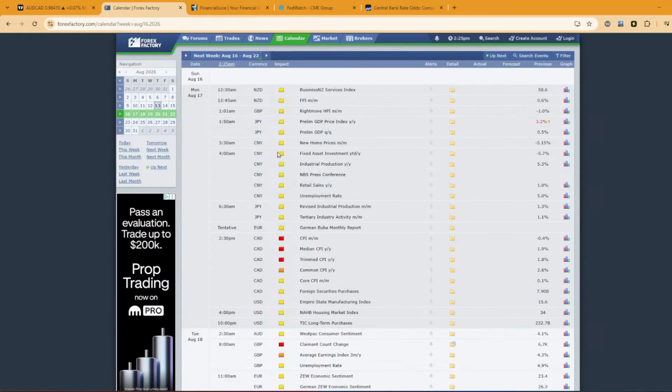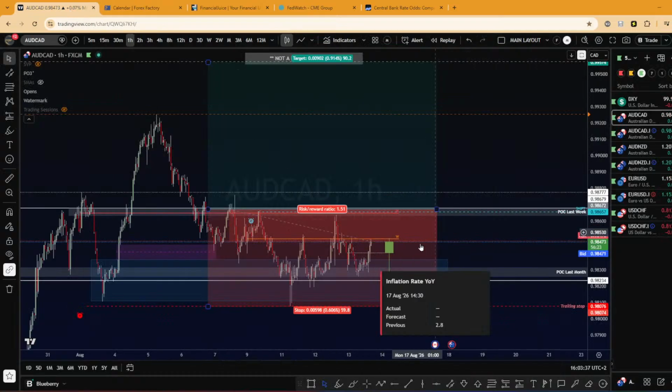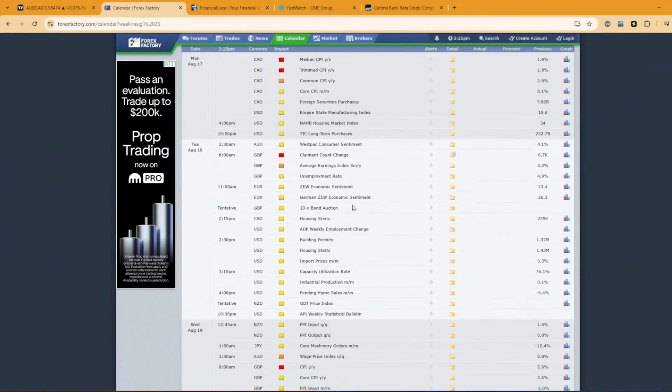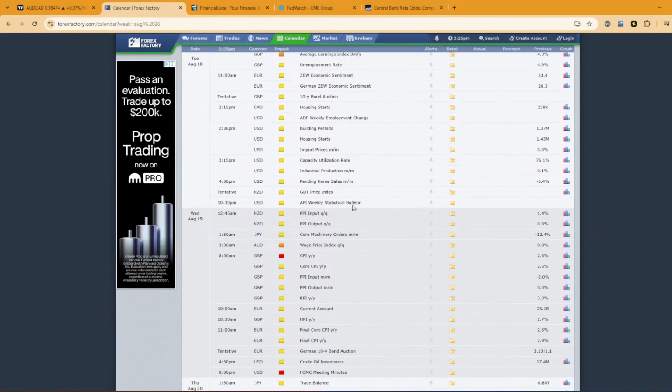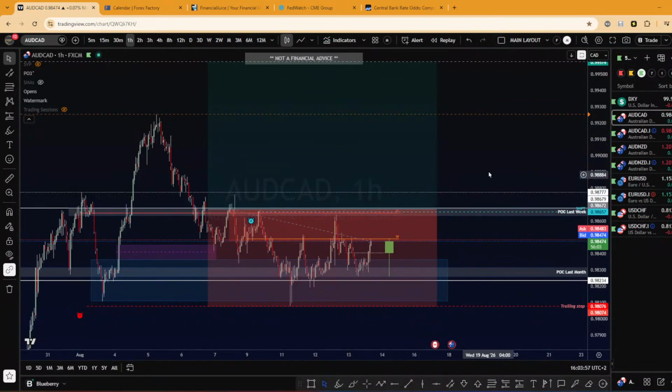Next week, 17. Yes, we have inflation in Canada. So this could potentially bring some movement on this pair also next week. Maybe I will hold my trade until this inflation data release on Monday. Okay, yeah, on Monday. So I will hold it.